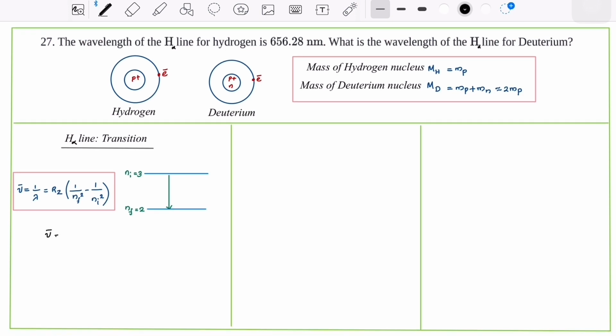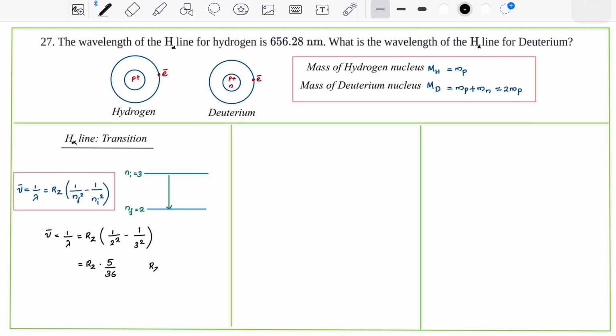First, let us write the wave number corresponding to the H alpha line transition. This is equal to 1/λ, which is equal to Rz into (1/2² − 1/3²). And this is equal to Rz, which is the Rydberg constant, into 5/36.